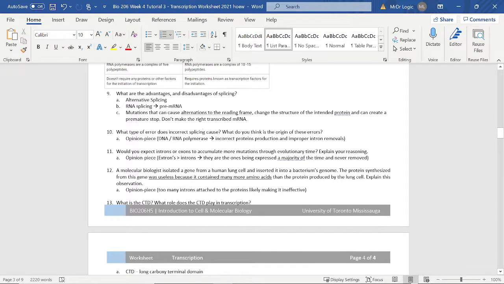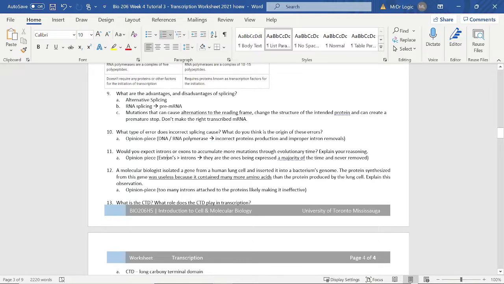10, 12, 11, 15, all opinion pieces. If you don't agree with it, let me know in the description or comment section below. Please do so anyway. DNA, RNA polymerase, incorrect protein production. This is basically what I would argue. What's the result of not doing it right?